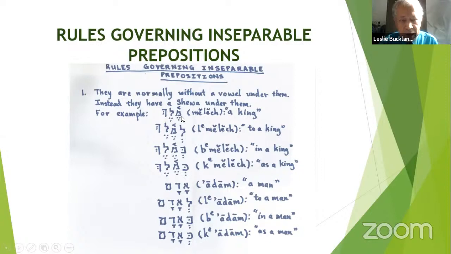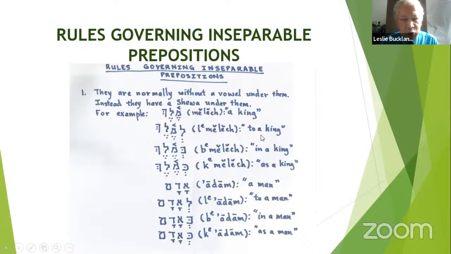I illustrated melek, which is a noun meaning a king. I'm now looking at another noun, atham, which is a noun meaning a man, or it could be translated as Adam. Le atham is to a man. Be atham is in a man. Ke atham is as a man. So notice how these inseparable prepositions join themselves to the noun so that they become part of the noun.